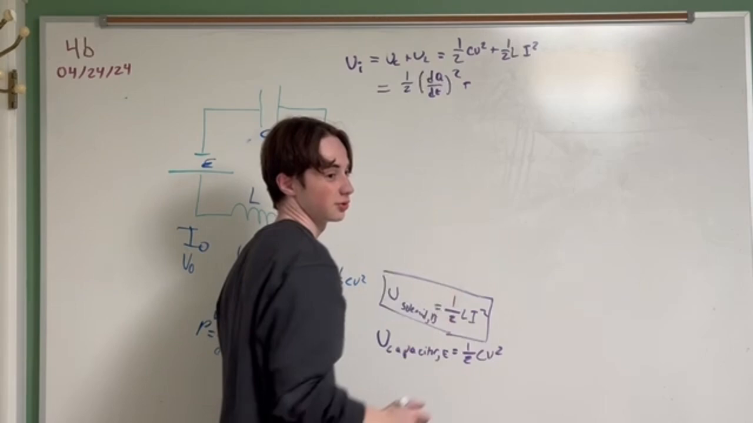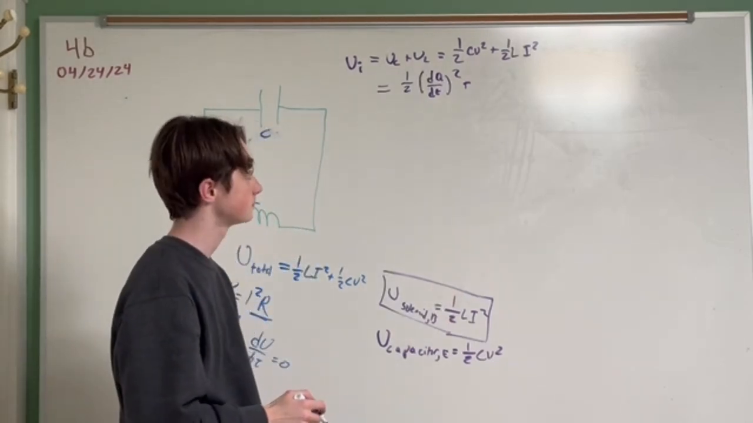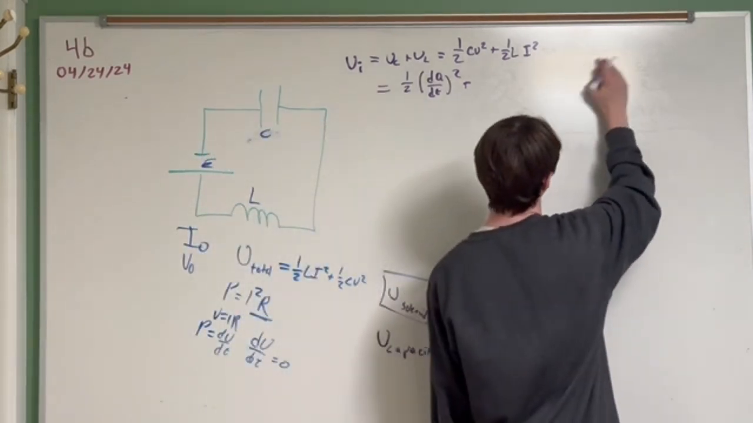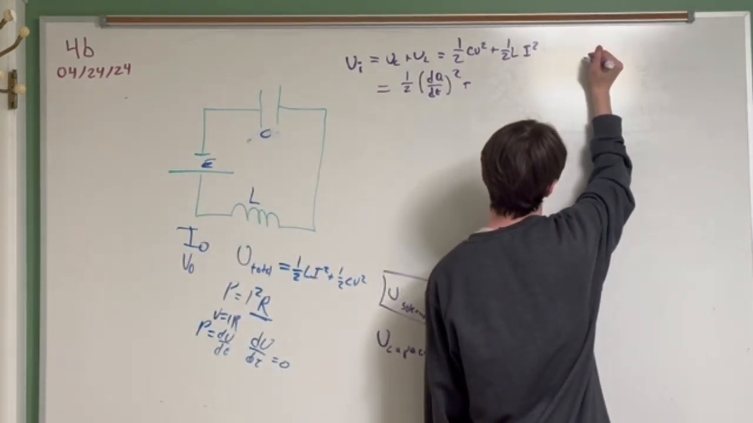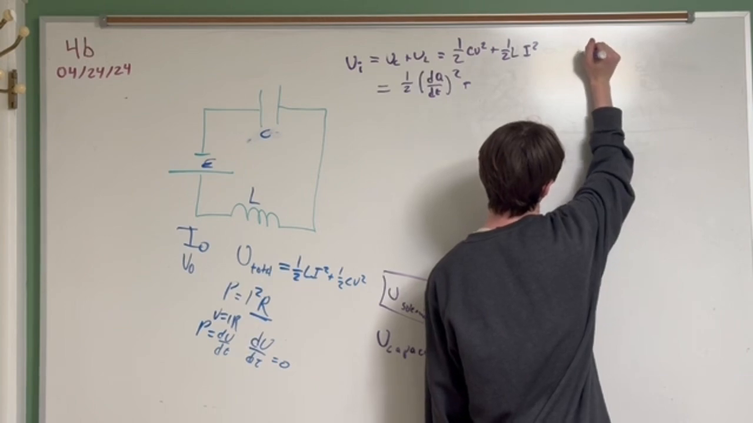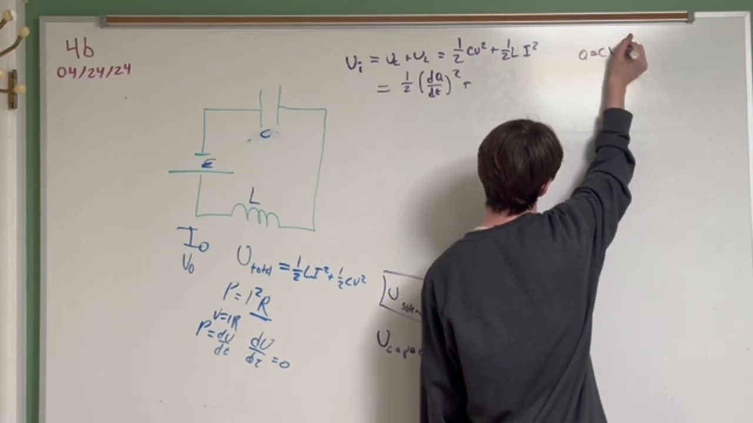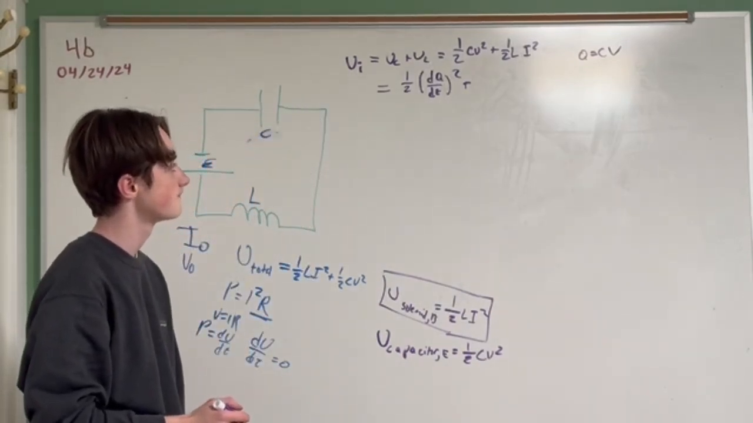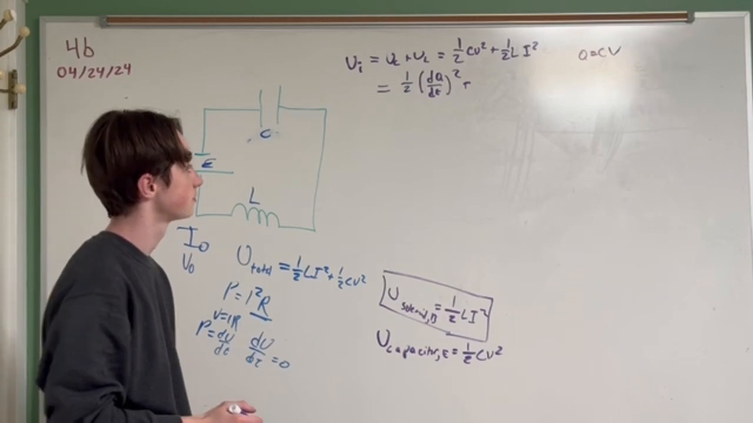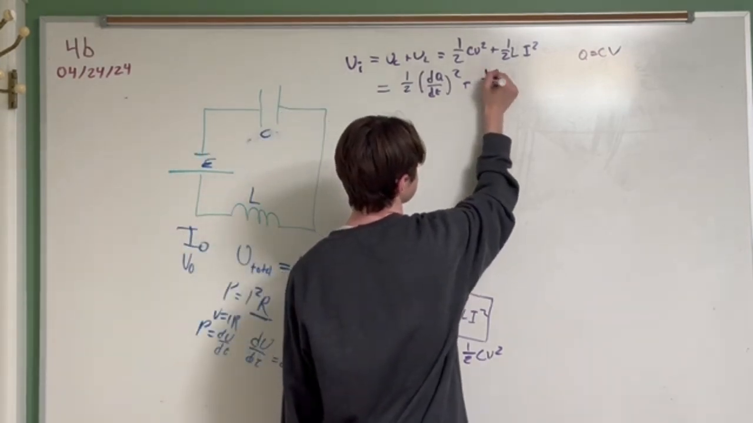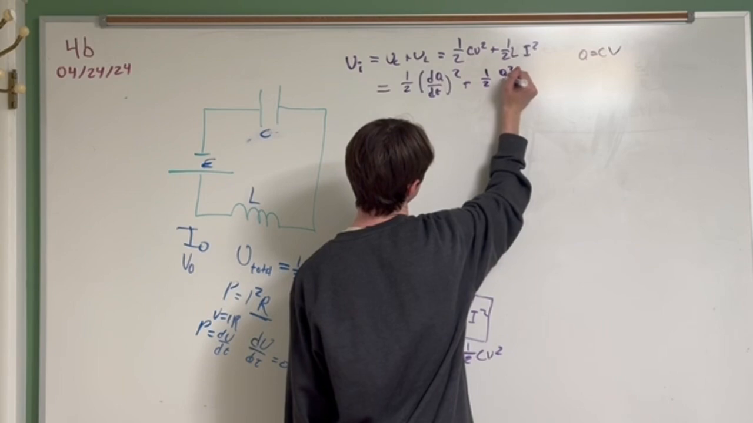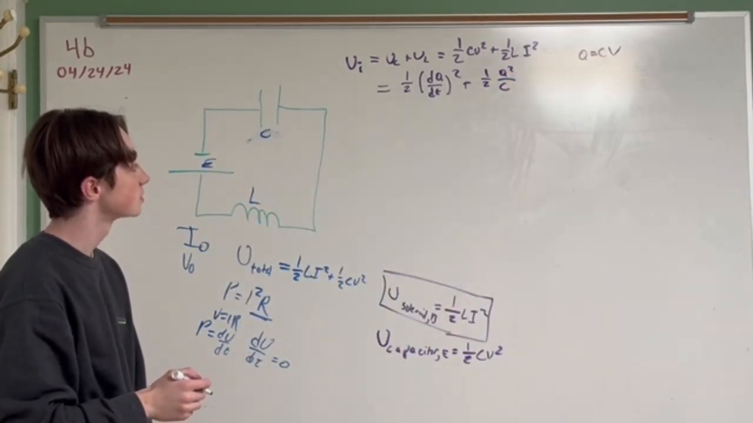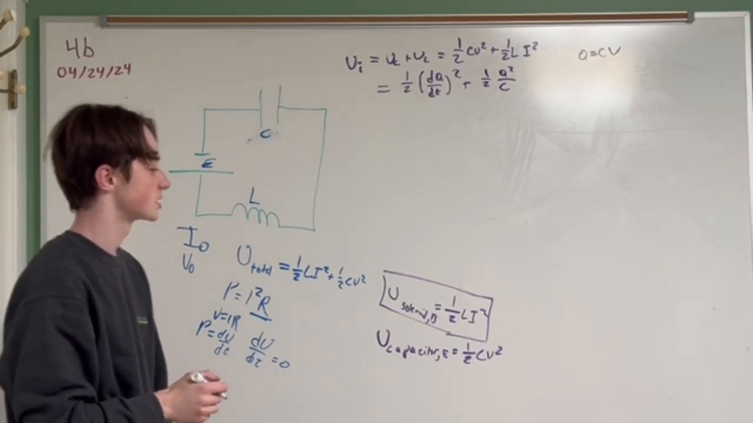what about C V squared? How do we turn that into charge? What's the formula for capacitance and charge? We have Q equals CV. So it's 1/2 Q squared over C. Correct. All right, 1/2 (dq/dt) squared plus 1/2 q squared over C is going to stay constant.